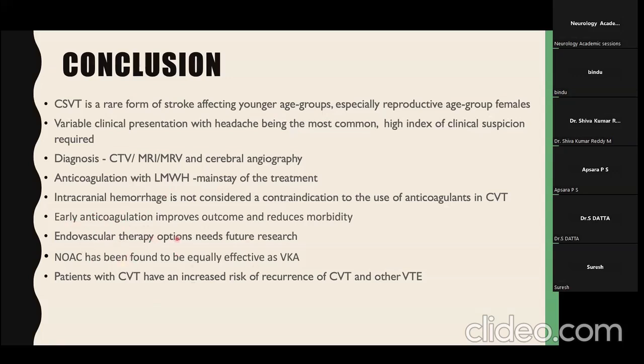Early anticoagulation is associated with improved outcome and reduced morbidity. Endovascular therapy needs further research, and new oral anticoagulants are equally effective compared with vitamin K antagonists, or they can be extended.